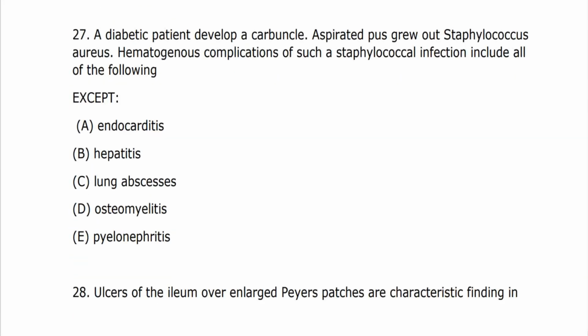Question number 27. A diabetic patient developed a carbuncle. Aspirated pus grew out Staphylococcus aureus. Hematogenous complications of such staphylococcal infection include all of the following. So they're asking what blood spread of Staph aureus can cause. Endocarditis, definitely. Hepatitis is mainly viral, and we have established viral organisms A, B, C, D, E. Lung abscess, of course, osteomyelitis, of course, and pyelonephritis, of course. So we're taking this.